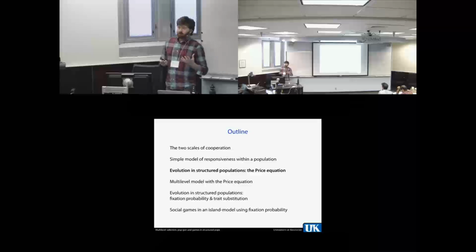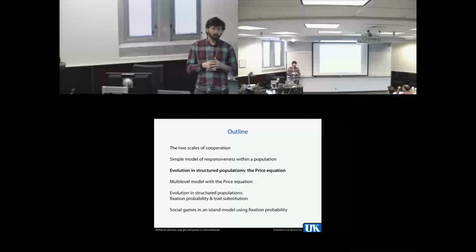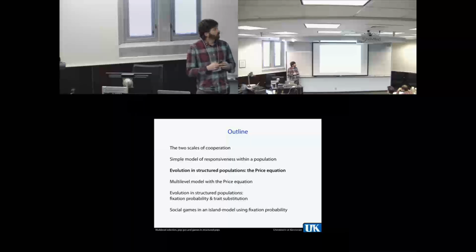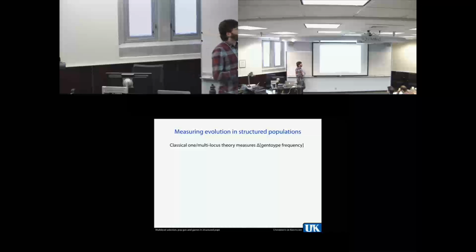So the next step is to build a little more of a framework to think about how this evolution can happen in structured populations. And so for this, we'll talk quite a bit about the Price equation. Before we talk about the Price equation, I'll give a little bit of historical context of why we'll talk about it.